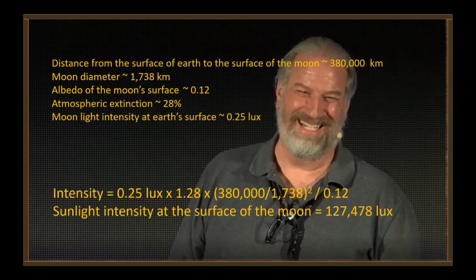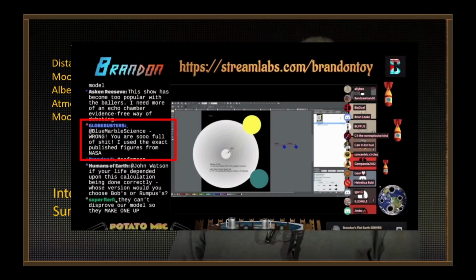So here we go. The intensity of light at the surface of the moon would be the 0.25 lux we can measure here on Earth, times 1.28, to account for the extinction of light as it passes through our atmosphere, times the inverse square law, which is 380,000 divided by 1,738 squared, and then that divided by 0.12, which is the albedo of the moon's surface. When we do that, we see that the sunlight intensity at the surface of the moon would be 127,478 lux. And that's very nearly exactly what we measure when we're outside Earth's atmosphere. And by the way, Bob, the next time you decide to tell me I'm wrong in one of these chats, you can assume that one of the two of us is full of shit, and it isn't me.